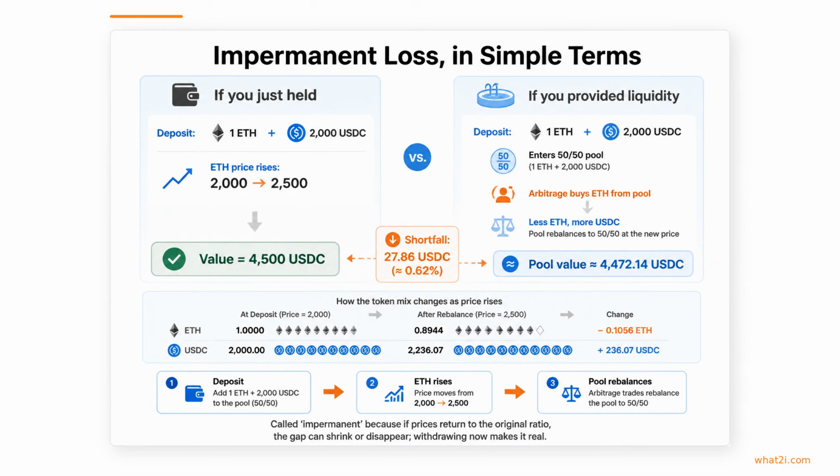Impermanent loss is the gap between what your liquidity position is worth and what you'd have if you had simply held the tokens. For example, if you deposit 1 ETH and 2,000 USDC and ETH later rises to 2,500, just holding would be worth 4,500 USDC, but the pool may end up around 4,472.14. Because arbitrage traders buy ETH from the pool, leaving you with less ETH and more USDC. If prices move back toward the original ratio, that gap can shrink.